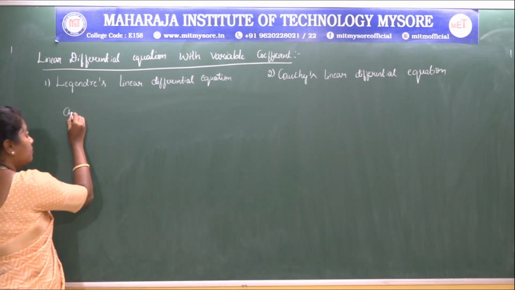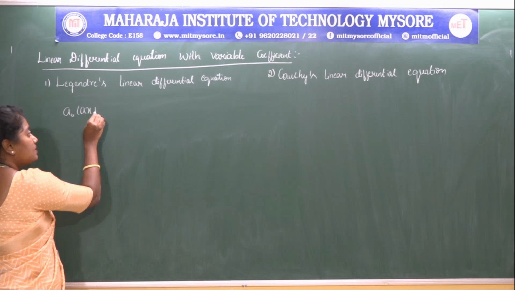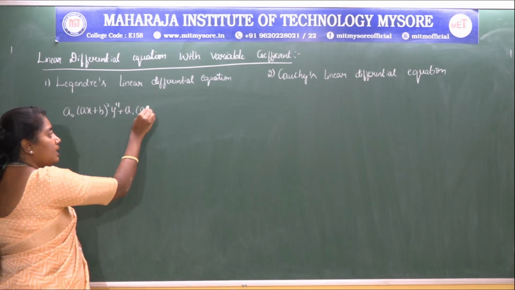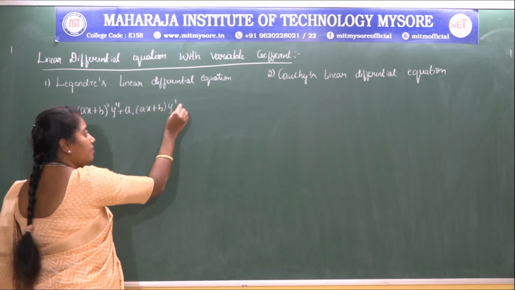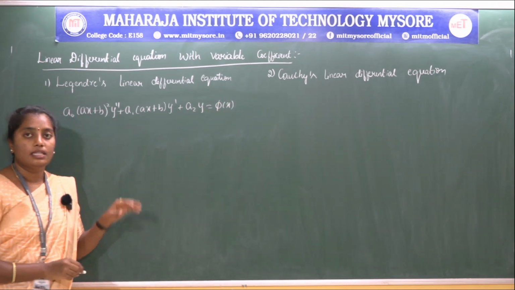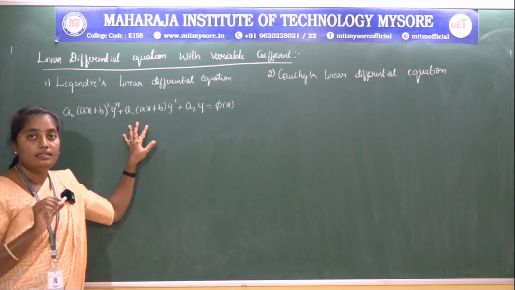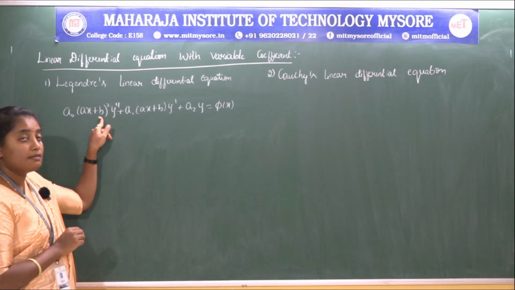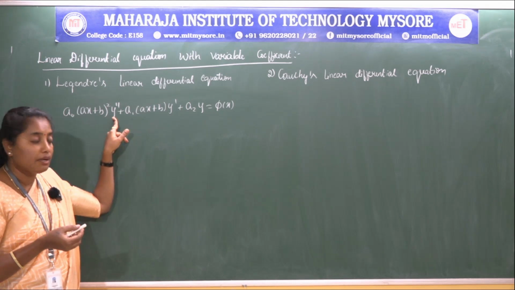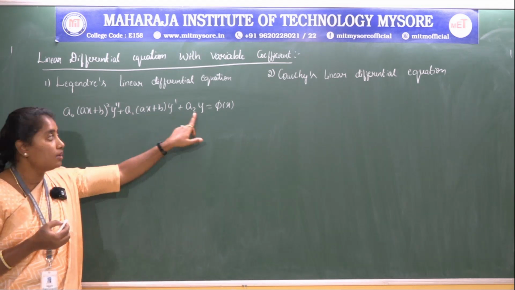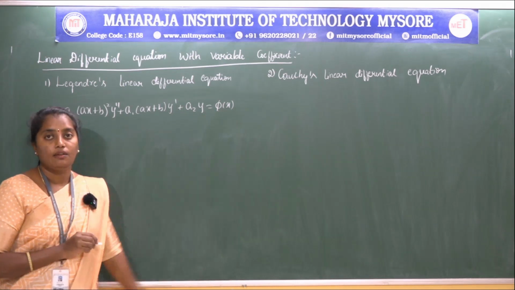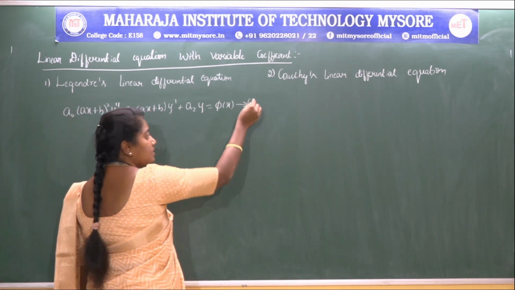An equation of the form a0 (ax plus b) whole square y double dash plus a1 (ax plus b) y dash plus a2 y is equal to phi of x is called a standard Legendre's differential equation. Here ax plus b is the variable coefficient, y double dash is the second derivative of y with respect to x, y dash is the first derivative of y with respect to x, y is the dependent variable, and phi of x is a function of the independent variable. Let us consider this as equation number 1.